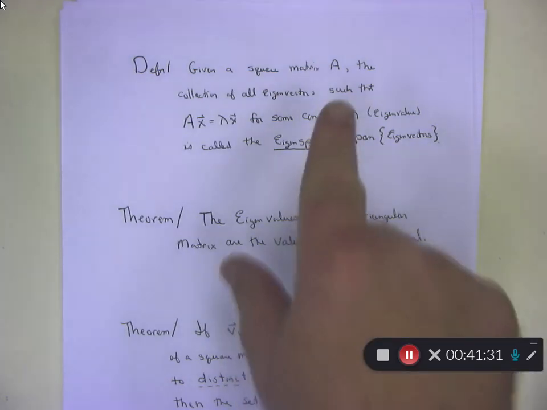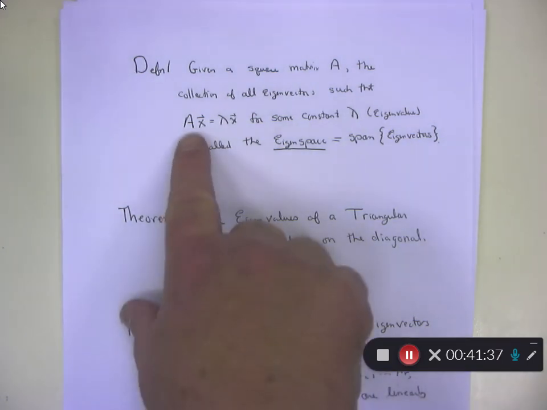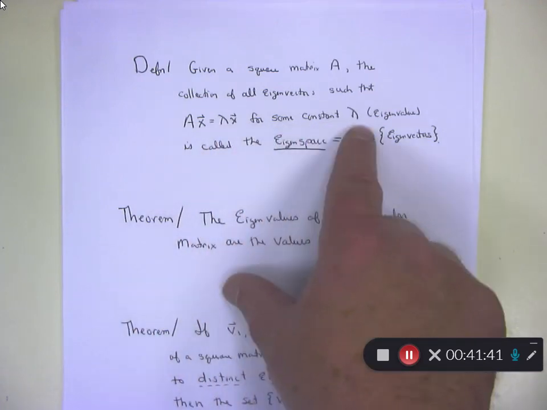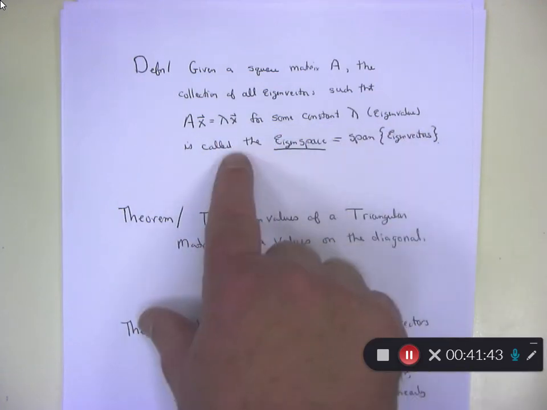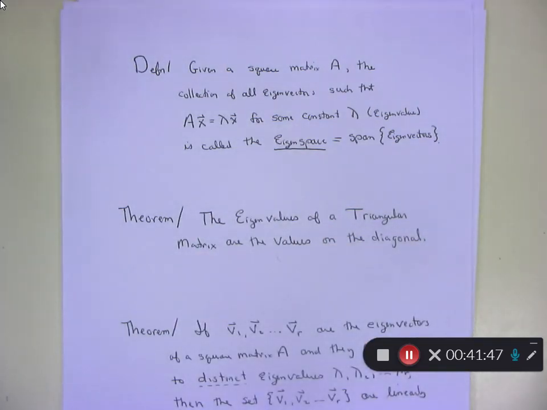So given a square matrix A, the collection of all eigenvectors such that A times X is equal to lambda times X, for some constant lambda, the eigenvalue, is called the eigenspace. Now, it's a space. And what makes a space? All right, so again, it's one of those things that people have a difficult time with. And I try to put some of those kind of questions on the homework just to try to mess you people up.